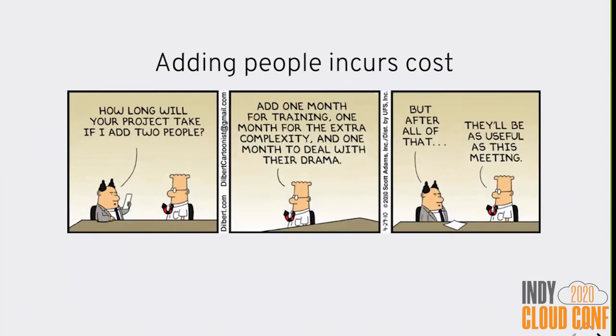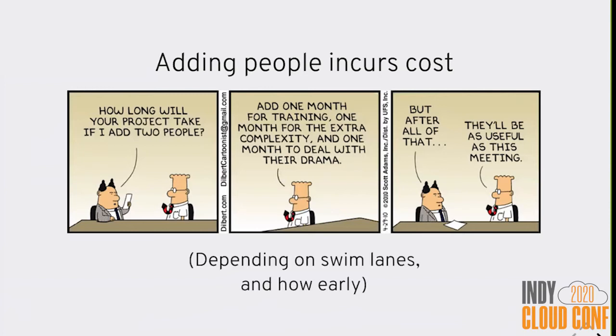Or Gilbert, of course. How long will your project take if I add 2 more people? Well, add 1 month for training, add 1 month for extra complexity, and 1 more month to deal with their drama, because people are going to be people. Adding people makes things worse half the time, unless you add it early enough.